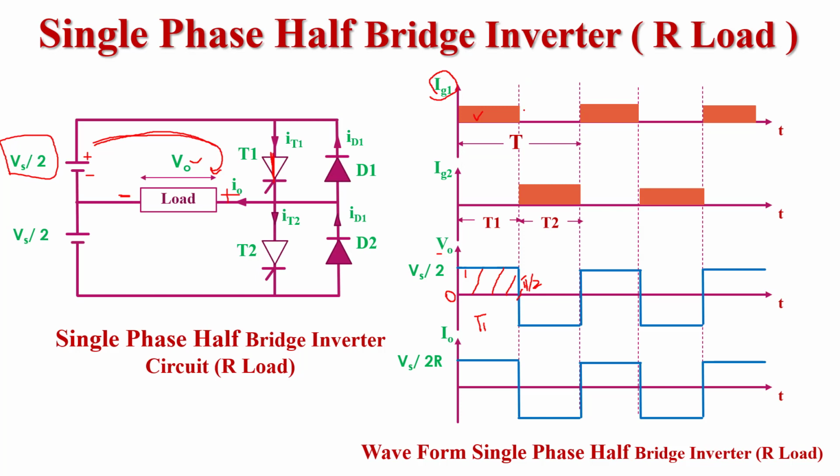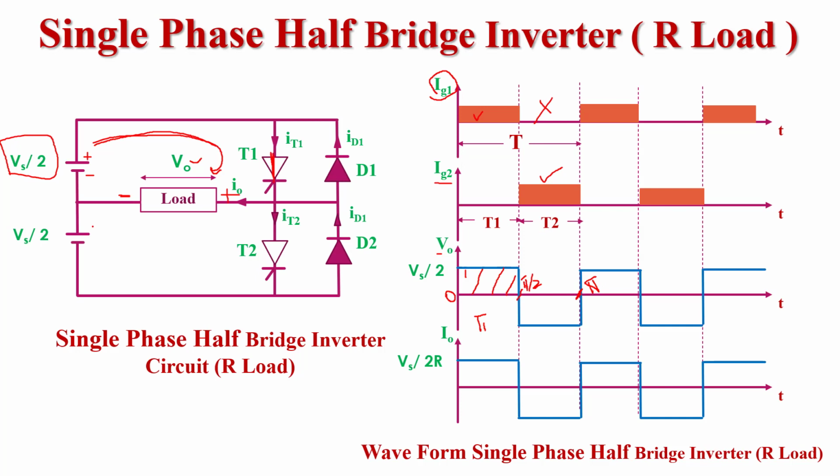After pi by 2, here we see we do not provide any triggering pulse to the T1 thyristor. So the T1 thyristor will be turned off and we provide a triggering gate pulse to the T2 thyristor, that is IG2. So the T2 thyristor will be turned on during pi by 2 to pi. Okay, if this instant is pi, so from pi by 2 instant to pi, the T2 thyristor will be turned on and the T1 thyristor will be turned off.